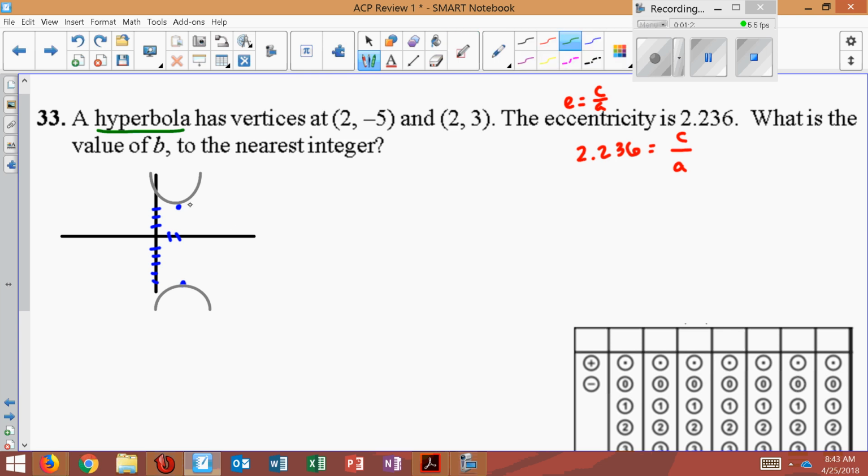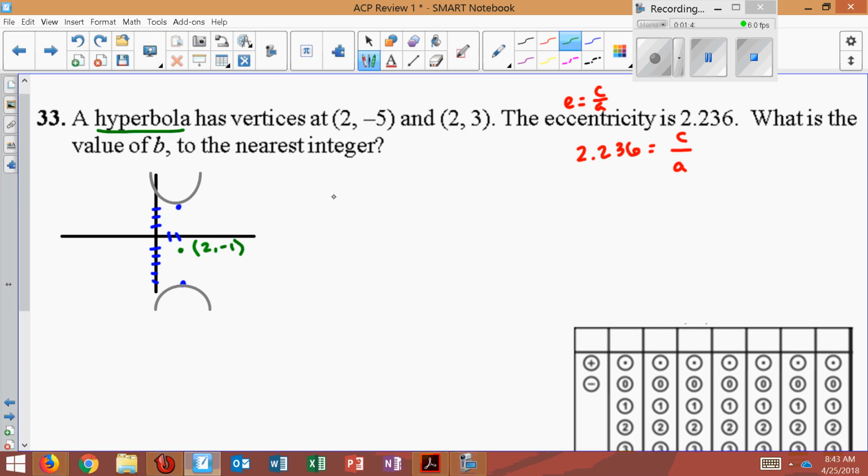Now, these vertices give us the a values. So the center is in the middle of these two. This one's 5 down, this one's 3 up. That means a total of 8 units, so 4 units from either one of them. So 4 units down would take me here, or 4 units up would take me here. This is the center. The center is at (2, -1).